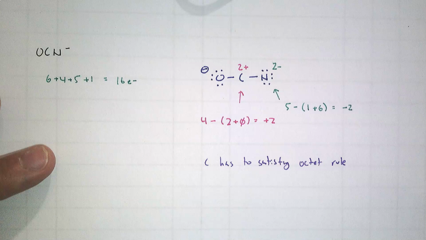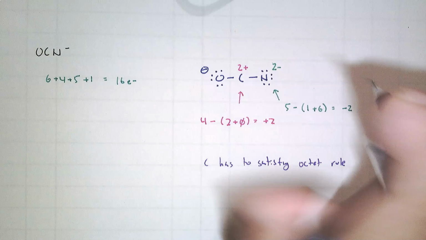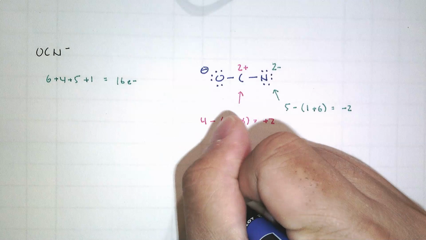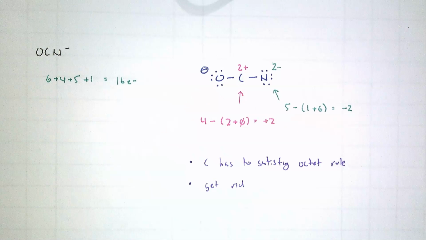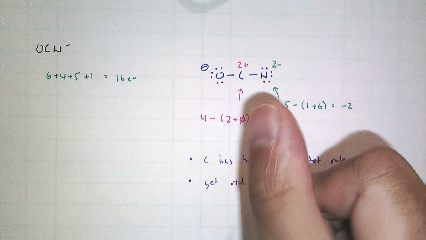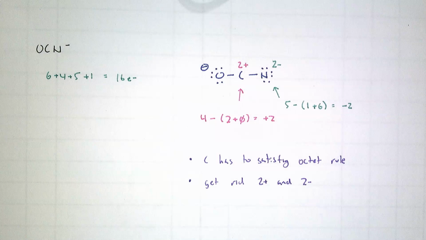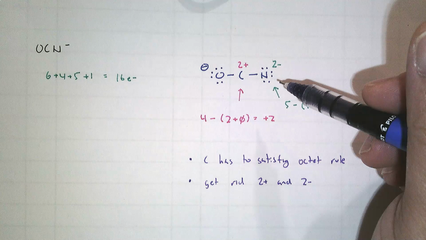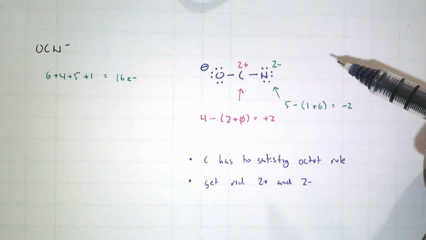So how are we going to move the electrons? Okay. Not only that, we got to get rid of... So there are 2 things we got to accomplish. We got to make sure that carbon satisfies the octet rule, but we got to get rid of the 2 plus and the 2 minus as well. Right? That was one of the rules, that we shouldn't have anything more than a plus 1 or anything less than a minus 1.